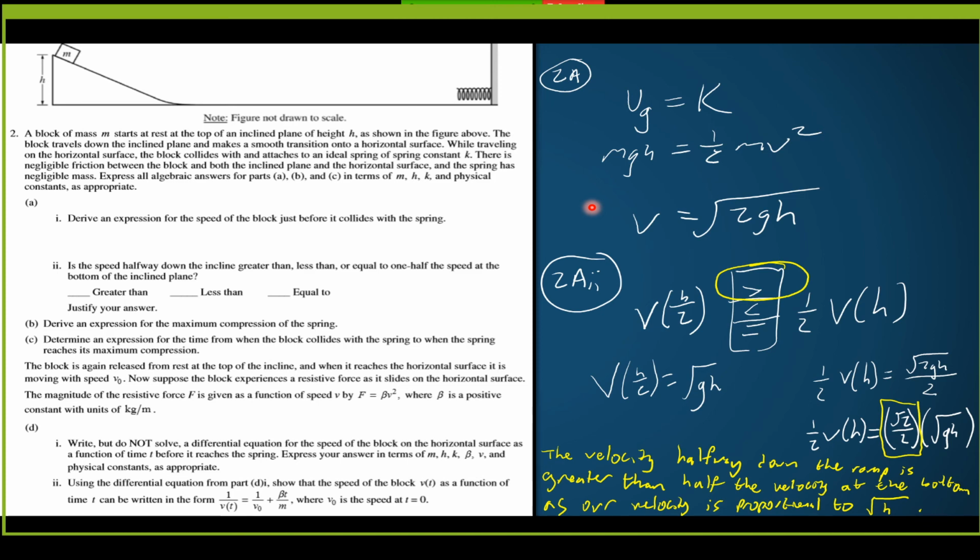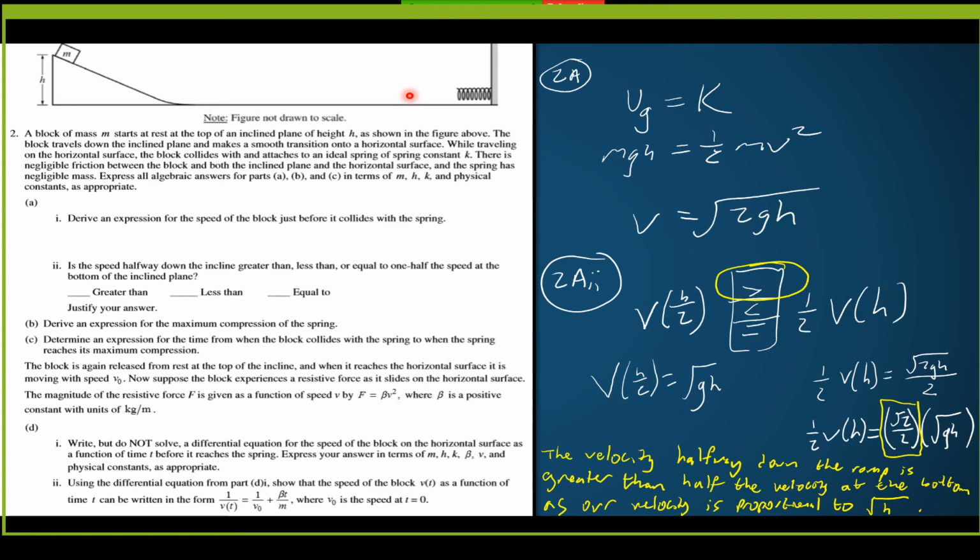Because friction is negligible, there are no horizontal forces of acceleration that would change our velocity. So that means our velocity is going to be constant if there's no friction from the bottom of this inclined plane until the instant we hit the spring. Any questions on the first part? No questions. Okay, second part.